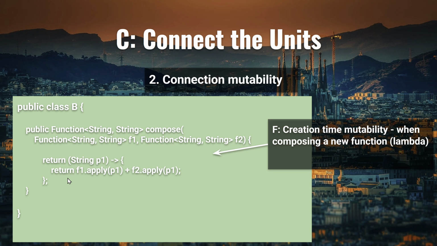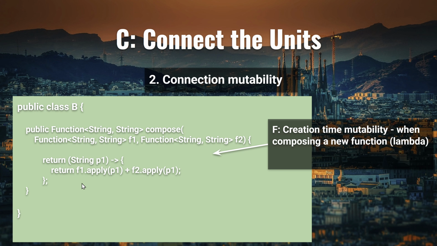What it is returning is, as you can see, the return type here is a new function that takes a string as input and returns a string as output that combines f1 and f2. So what it does, it takes a string here, p1, and then it returns f1 applied to this string, plus, which means concatenated with, because we're working on strings here, f2 applied to this input string.